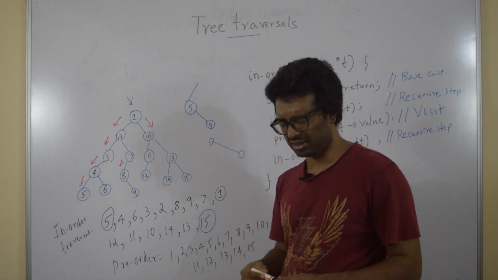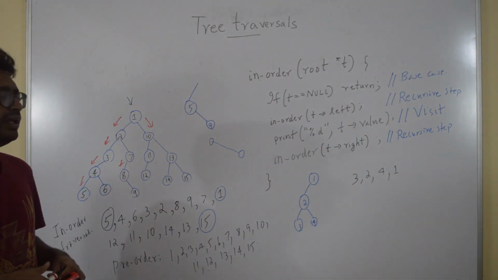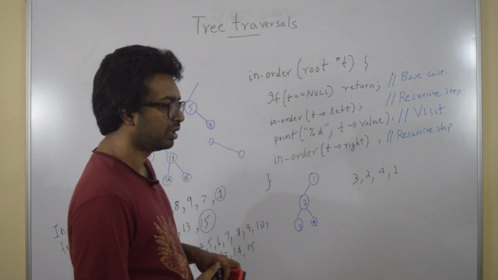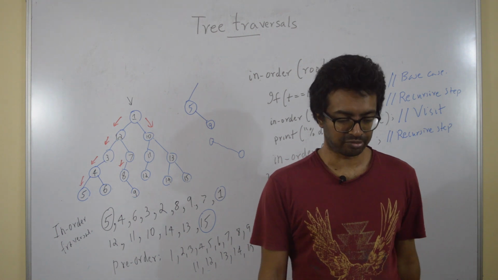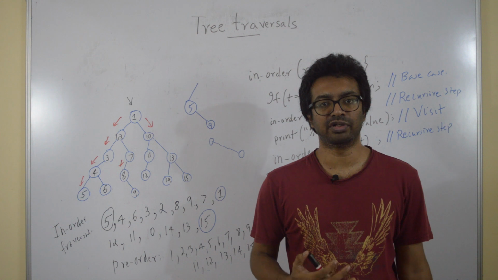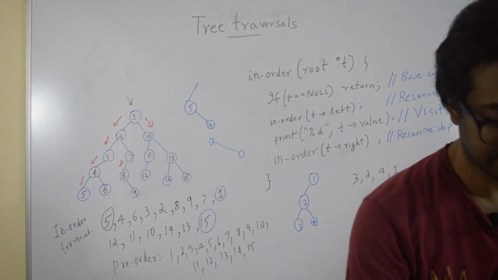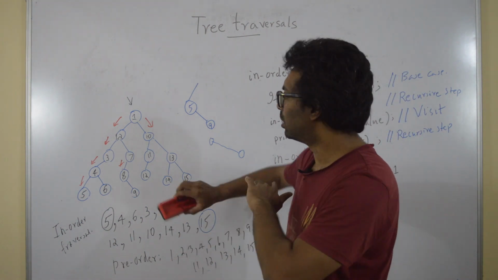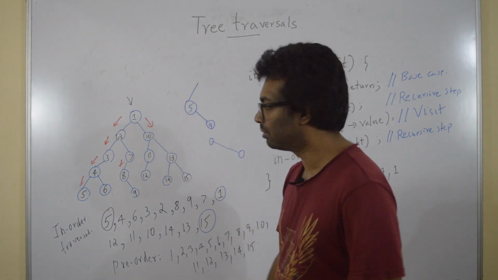Now I claim the following. If you are given the pre-order traversal and in-order traversal of the tree, then you can construct the tree. Very interesting property. Given both the pre-order traversal and the in-order traversal of a tree, we can construct the tree. Let's do that. So I'm going to rub this tree off and see whether we can construct this tree back.